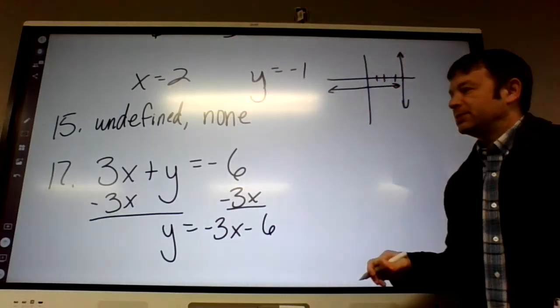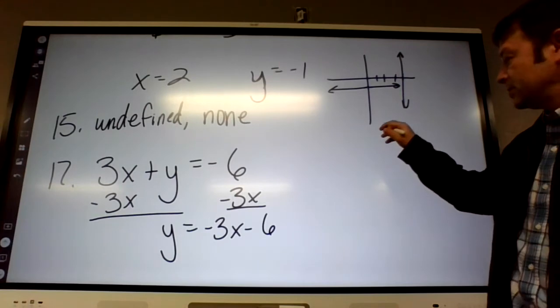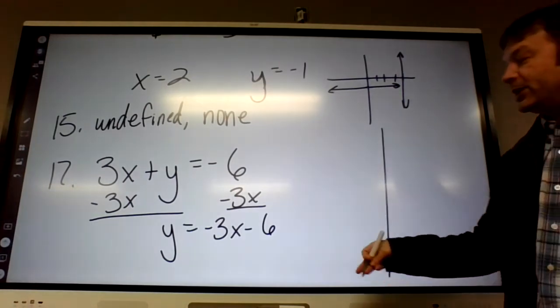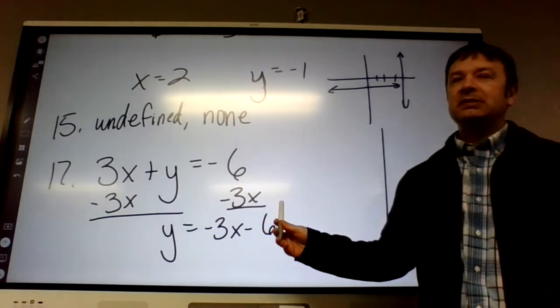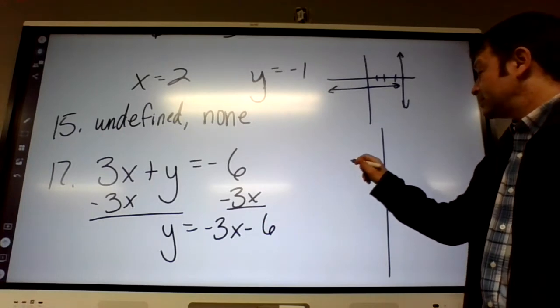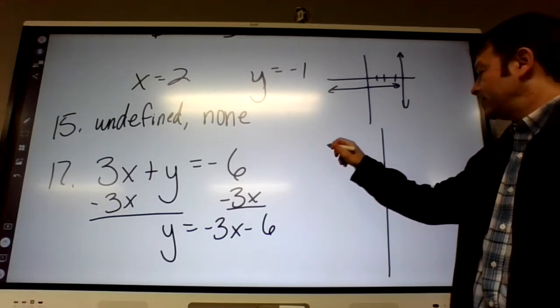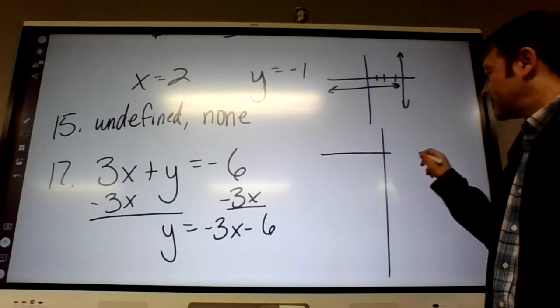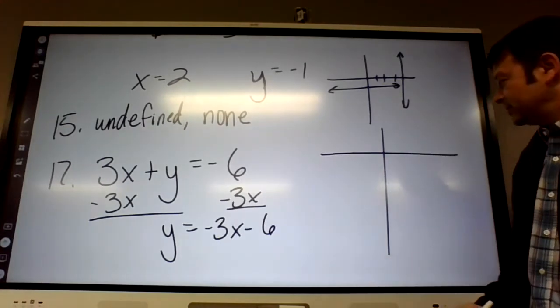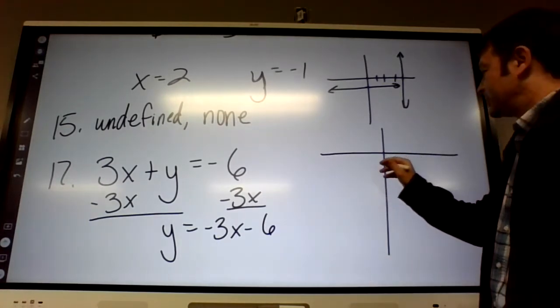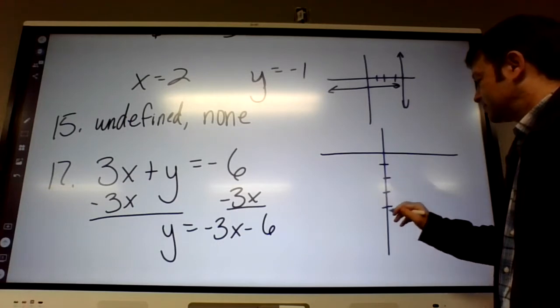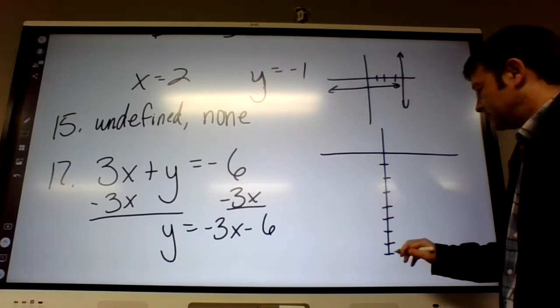Okay, that's the graphing problem again. Notice it says -6, which means it's going to go down to negative 6. So you might want to put your x-axis a little bit high if you use a lot of space.